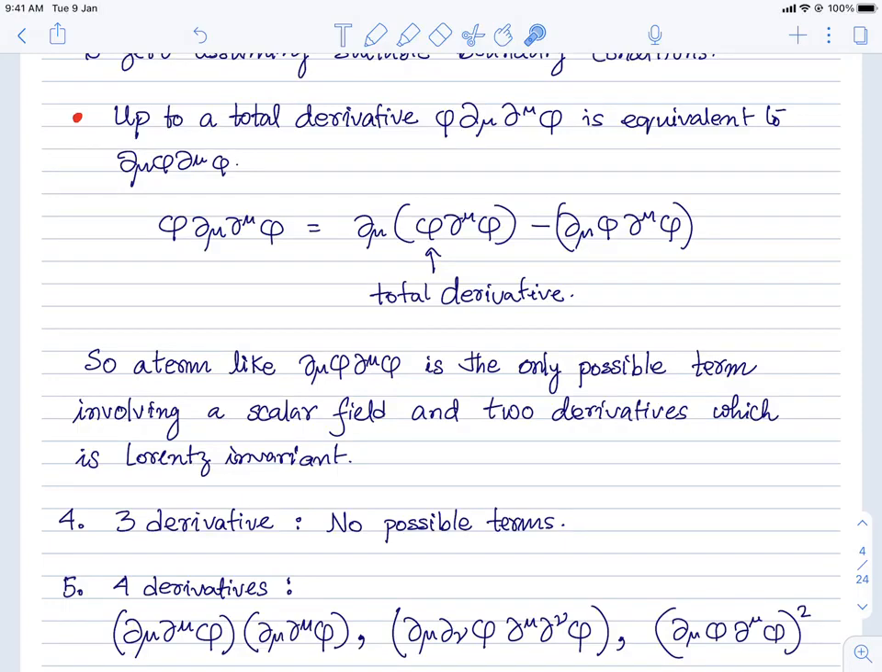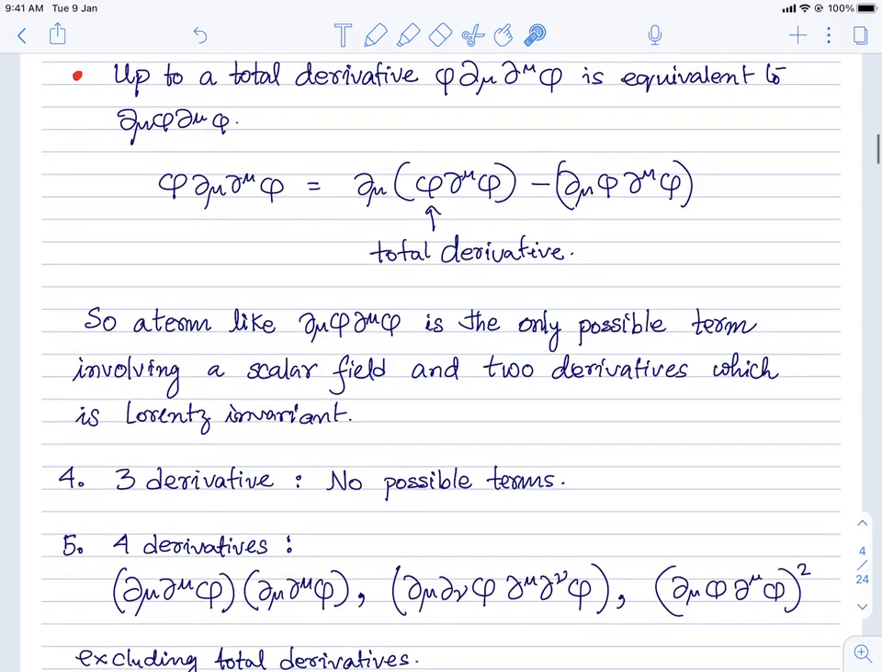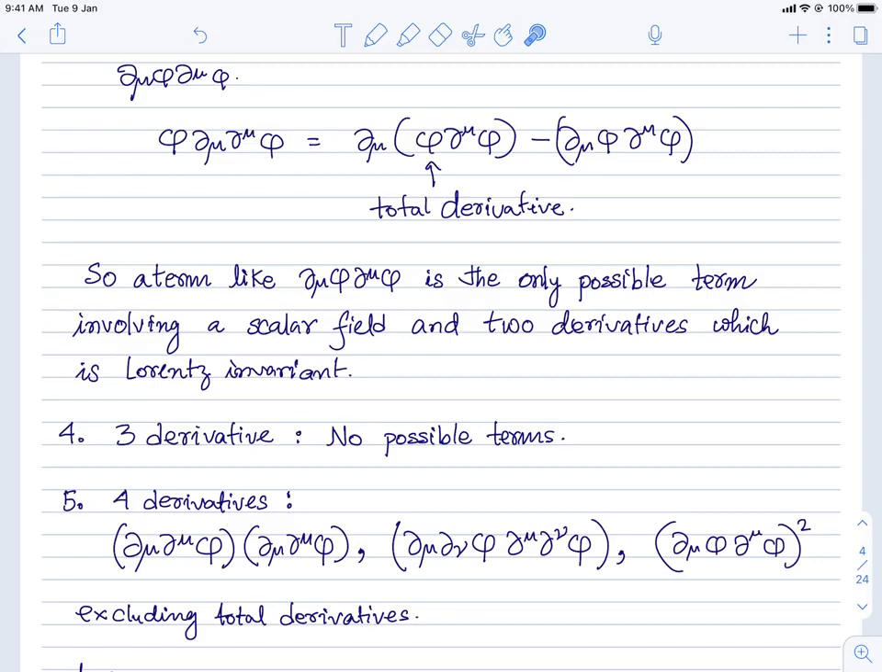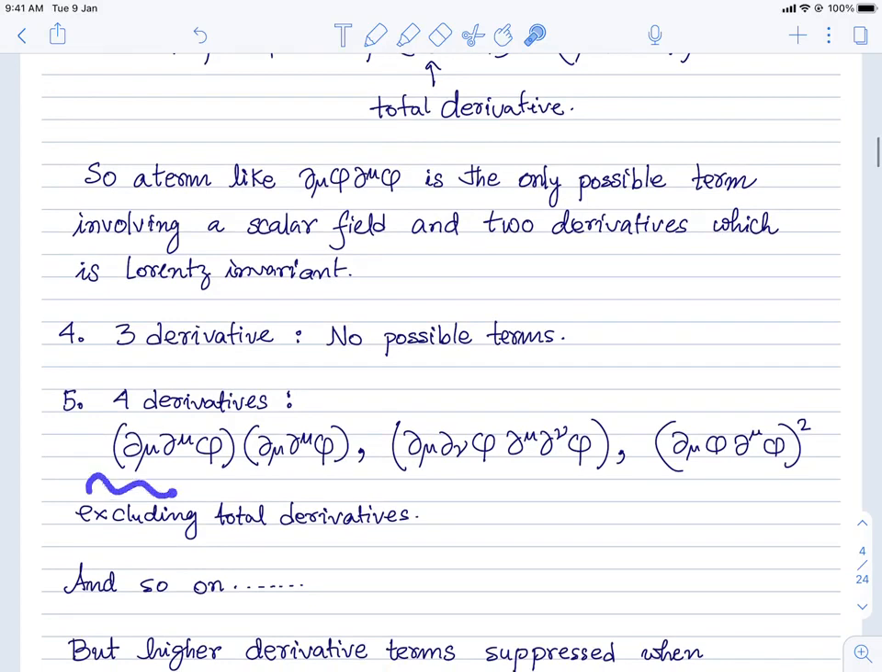Okay, those are just not there in the description. So therefore, there are no odd derivative terms. How about four derivative terms? There are many such four derivative terms. These are some terms that I have written down. There could be more. I haven't tried to be exhaustive out here.